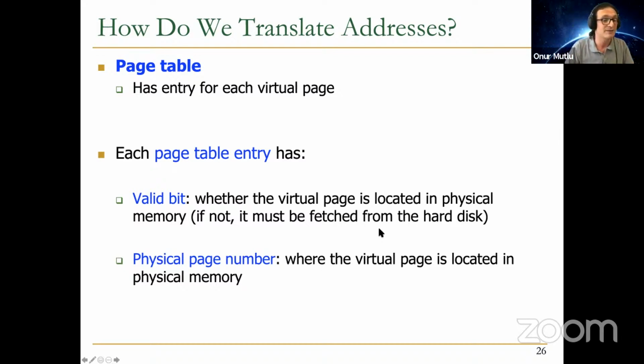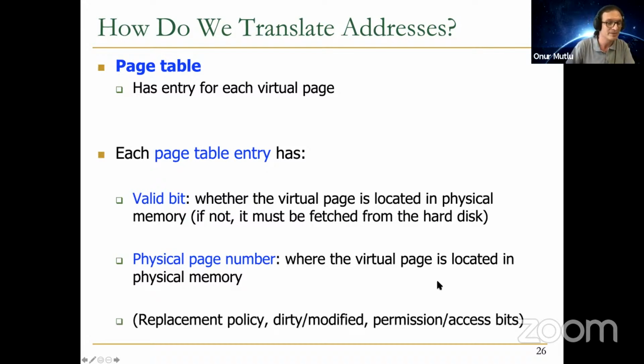Then you need to have the physical page number inside the page table entry. This basically specifies where the virtual page is located in physical memory. And also other bits like replacement policy bits, dirty and modified bits, like in caches. And we also will talk about protection, access control in the next lecture. So you need to have permission and access bits in many page table entries. So this looks very much like a cache, as you can see. Valid bits and a tag, if you will, right?